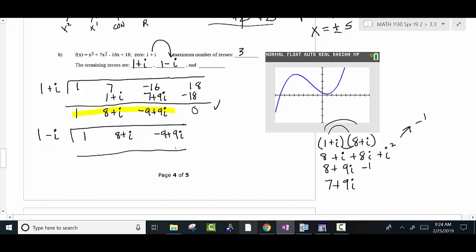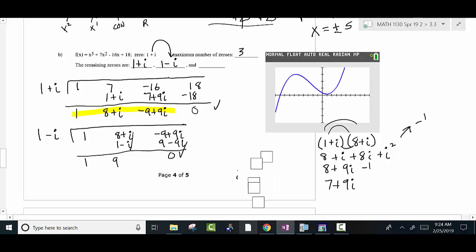So let's see how this one works out. We'll bring down the 1, multiply 1 times 1 minus i, which is 1 minus i, which is nice. 8 plus 1 is 9. The i's cross out, so that's kind of nice. Then when you're doing 9 times 1 minus i, that's the distributive property. So that's 9 minus 9i. So again, we got a remainder of 0 like we expected to. So we got that.